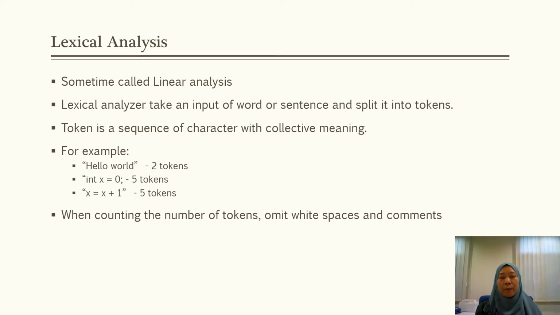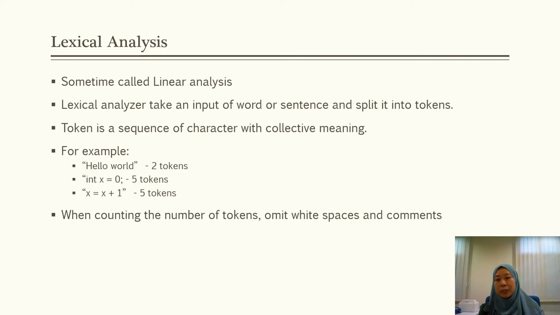In your program, you might have many codes or many statements. In this process, we split them into tokens. The lexical analyzer is used to split these words into tokens. So what is a token? A token is a sequence of characters with collective meaning. So what is a character? A character can be A, B, C, D, E, a symbol such as a plus sign or minus sign, or a number. That is a character.